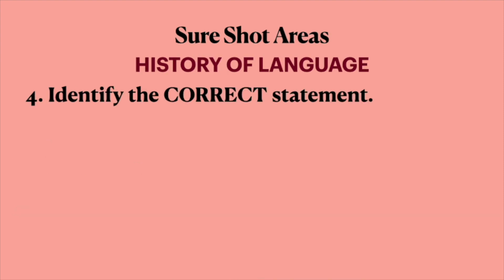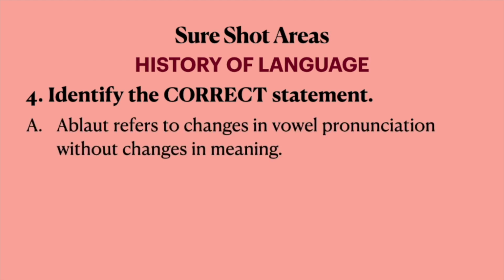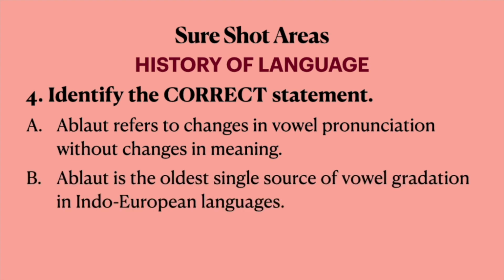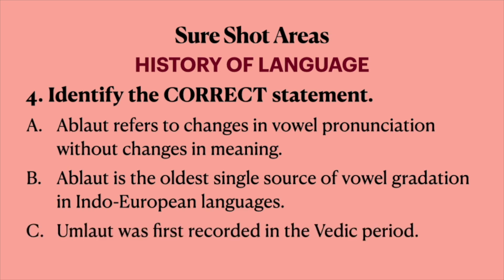And now questions from history of language. The question is, identify the correct statement. Here are the statements. A. Ablaut refers to changes in vowel pronunciation without changes in meaning. B. Ablaut is the oldest single source of vowel gradation in Indo-European languages. The final option, umlaut was first recorded in the Vedic period.